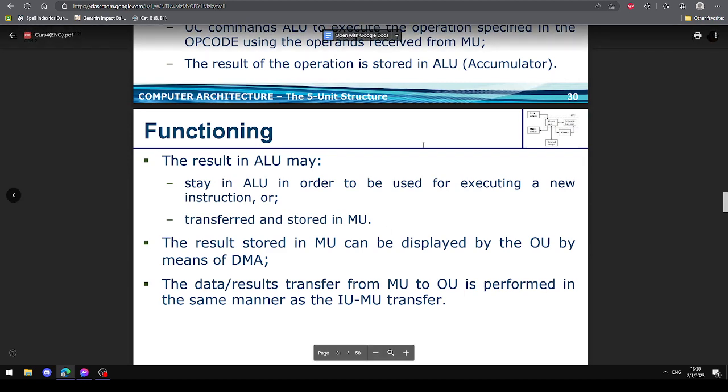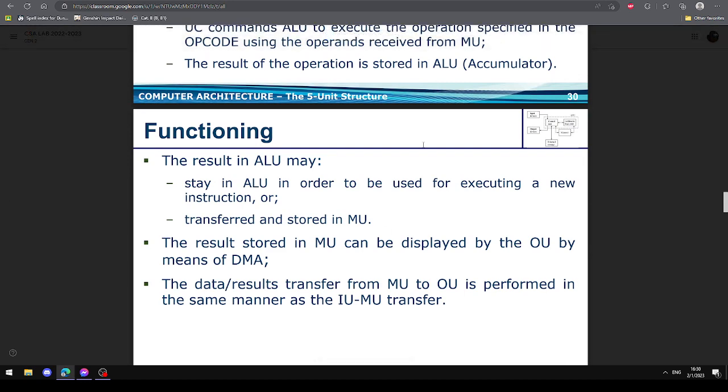The result in arithmetic logic unit may stay in there in order to be used for executing a new instruction, or be transferred and stored in memory unit. The result stored in memory unit can be displayed by the output unit by means of direct memory access. The data results transfer from memory unit to output unit is performed in the same manner as the input unit to memory unit transfer.